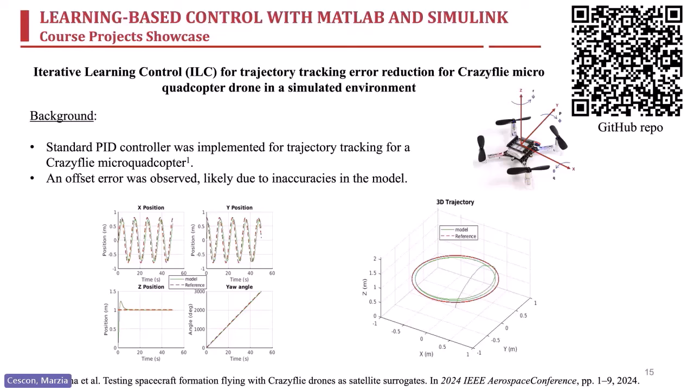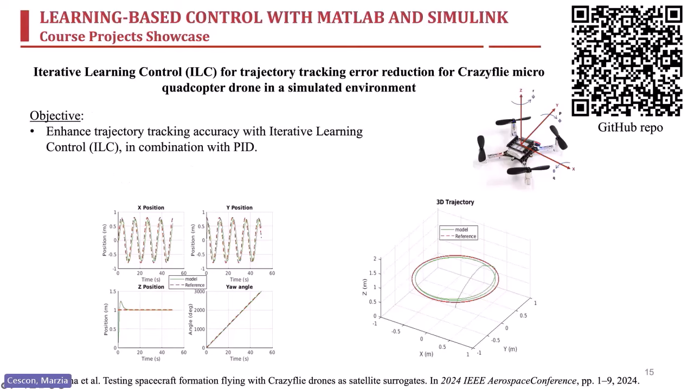So on the left, you see the position on the x-axis and the y position, as well as the z and the yaw angle. The only state variables that were tracking correctly were the yaw and even the altitude, the z position. And here on the right, you can see how the simulation from our model in green is far off from the reference in red. So we thought about enhancing trajectory tracking with iterative learning control in combination with the PID, mirroring homework 5 that I showed you earlier.